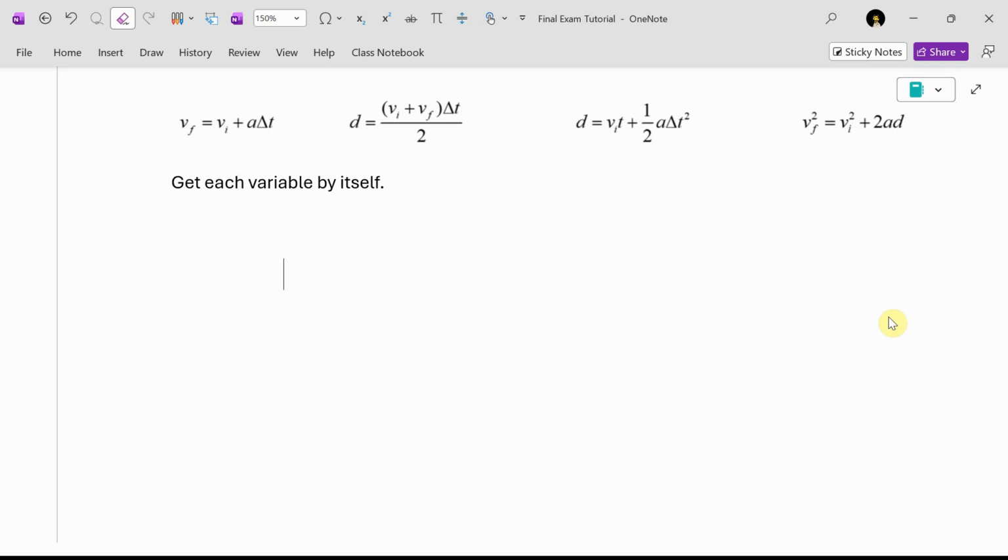I dropped hints about one of them in the last section of the review, the kinematics review. So those of you that were away might want to watch that on YouTube. I've got 3 or 4 versions of the final, and so I'll give you some hints. I had made some multiple choice formula manipulation questions. We had 4 kinematics equations. It says get each variable by itself.